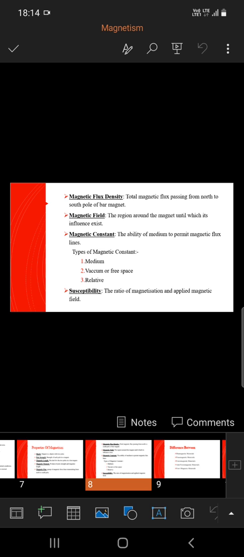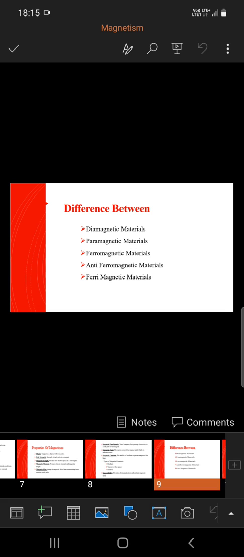Magnetic constant, permeability: the ability of a medium to permit magnetic flux lines. They are the magnetic constant, the medium, and the relative, for vacuum or free space. Susceptibility: the ratio of magnetization and applied magnetic field.